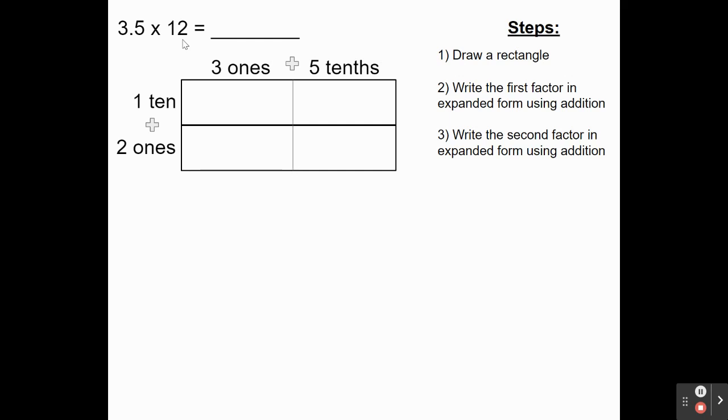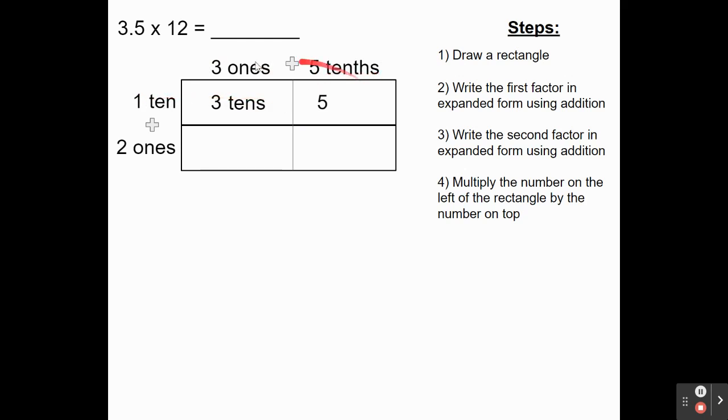Now let's find the area of each of these smaller rectangles by multiplying the number on top times the number to the left. So for this first rectangle, we're going to multiply 3 times 1, which is 3, and 1s times 10s, which is 10s. Remember, whenever we multiply by ones, it's always the other factor. Now we're going to find this area. We're going to multiply 5 times 1, which is 5, and tenths times tens is ones.